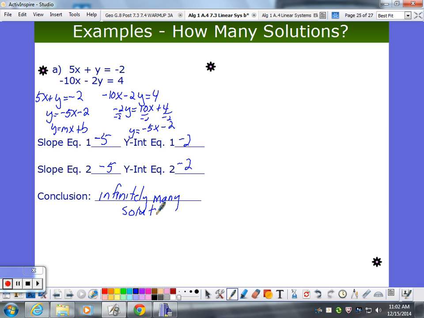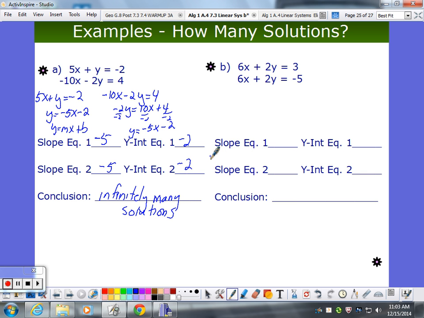I feel like you don't know when to say infinitely many or none. So look at that. y equals negative 5x minus 2. y equals negative 5x minus 2. Same line. Where do they intersect? Everywhere. Every time, right?